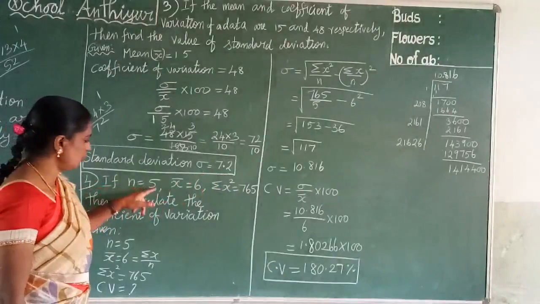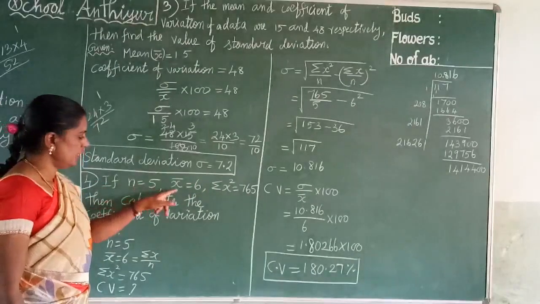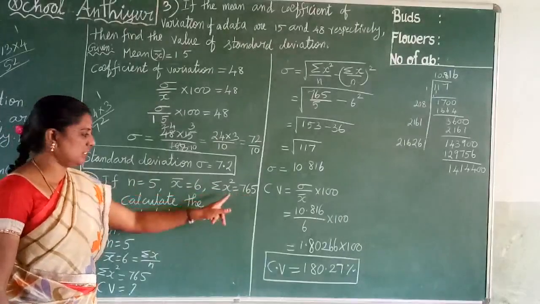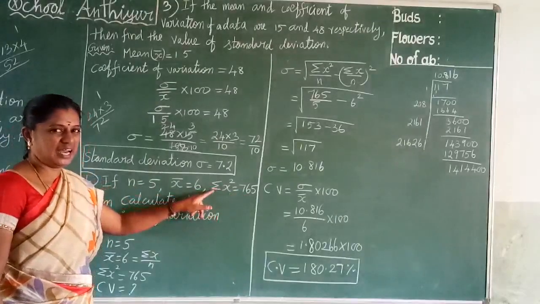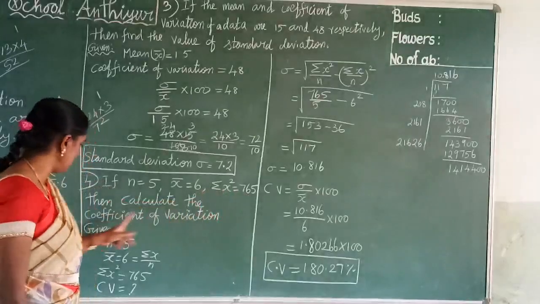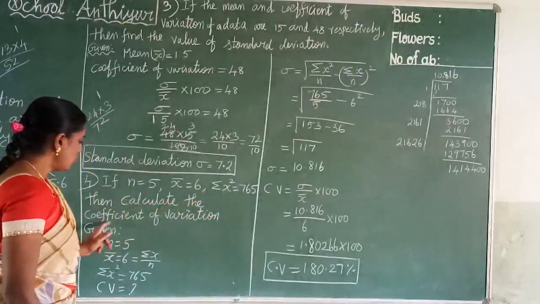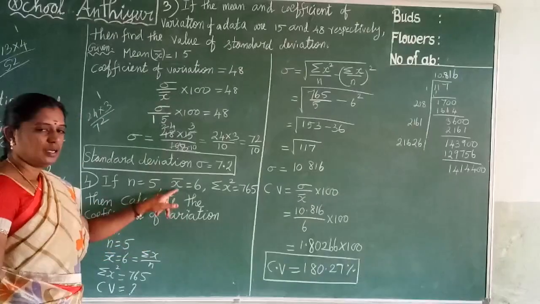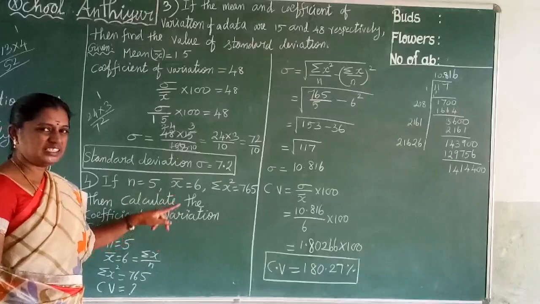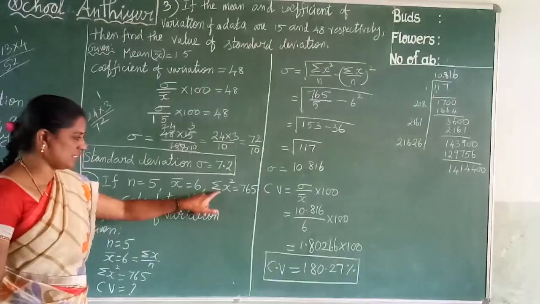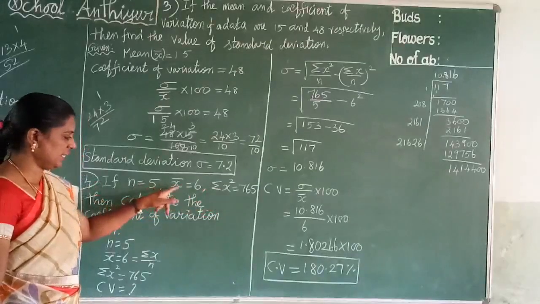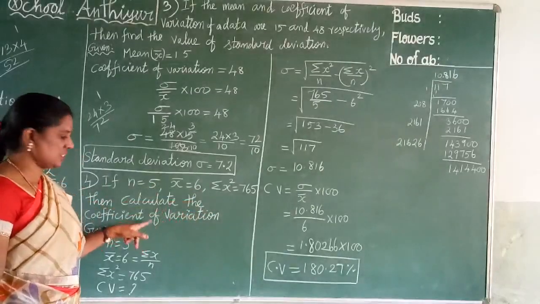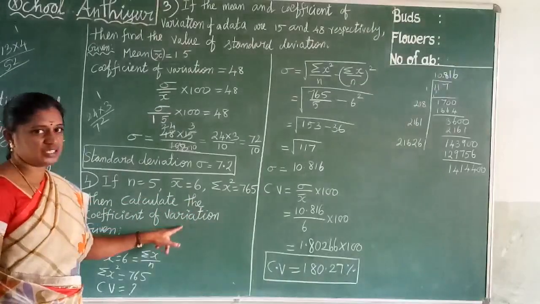If n is equal to 5, n means the number of values. X bar, the mean, is equal to 6. Summation x squared is equal to 765. So each data is squared and then added. Then calculate the coefficient of variation. Here x bar is given, but standard deviation is not given. Instead, summation x squared, n and x bar are given. Using these values, you have to find the standard deviation and then calculate the coefficient of variation.